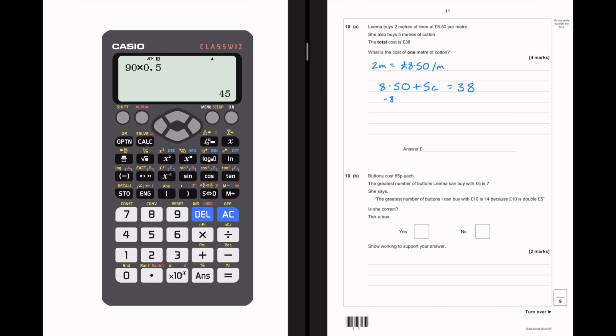If we subtract £8.50 from both sides, this will give us 5C is equal to 38 subtract £8.50, which is equal to £29.50. And then to get C on its own, we're going to divide both sides of the equation by 5. So £29.50 divided by 5 is equal to £5.90.